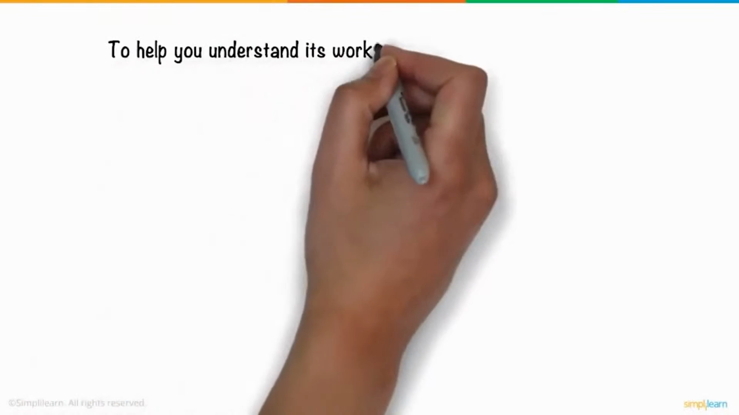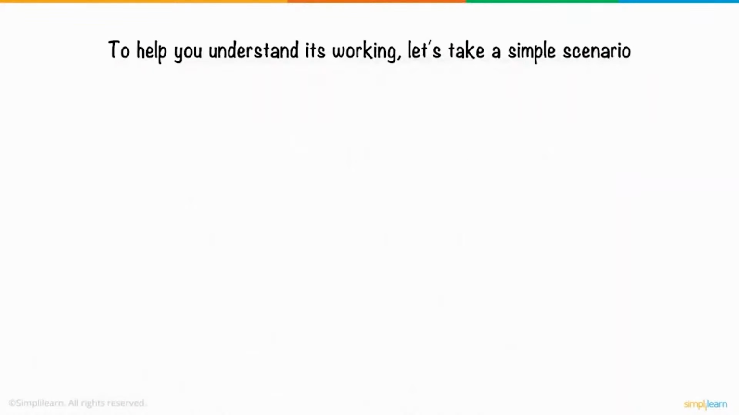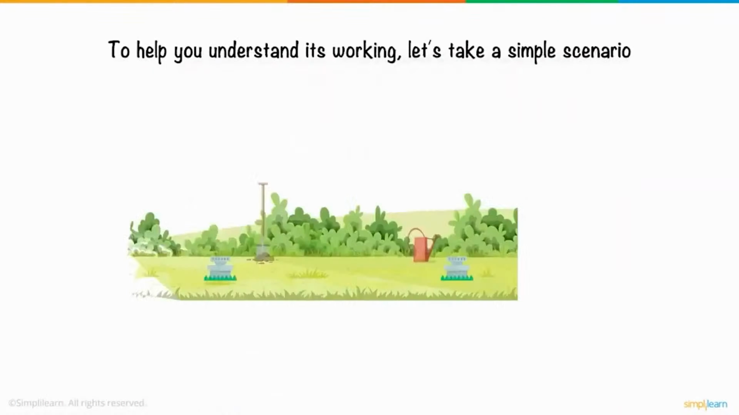To help you understand its working, let's take a simple scenario. Let's suppose you want to water your garden every time the moisture level in the soil drops. Instead of doing it manually, you could automate it using IoT. The sensors and actuators installed gauge the soil for its moisture.